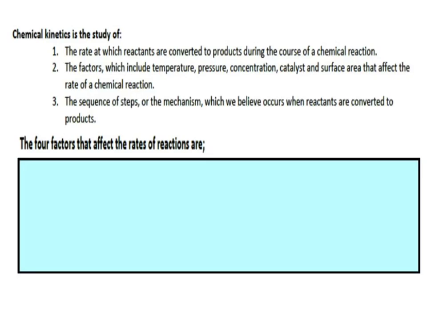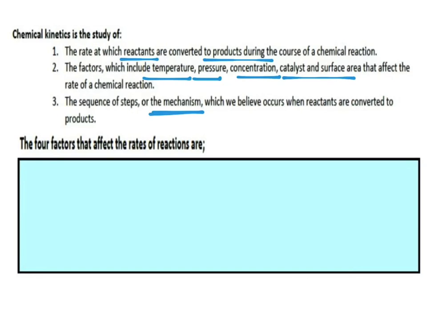Okay, so kinetics. It is the study of the rate at which reactants are converted to products during the course of a chemical reaction. The factors include temperature, pressure, concentration, catalyst, and surface area. And then the sequence of steps, or the mechanism, which we believe occurs when reactants are converted to products. So that is everything that will be in chemical kinetics.